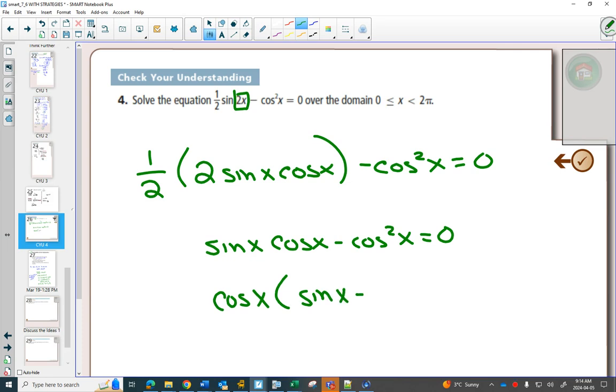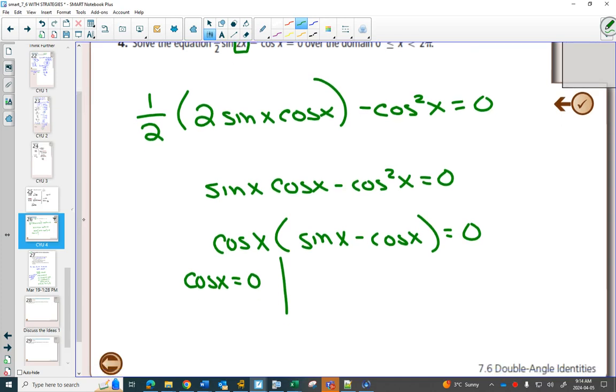But unlike the other questions we've had so far, where factoring was nice because it separated the sine and the cosine, on this one, when we factor, the cos is nicely separated, so I know that this is an answer: cos x is equal to 0. But for the other one, there's still a sine and a cos. What would make this 0? This would be 0 only if sine x was equal to cos x. Does that make sense?